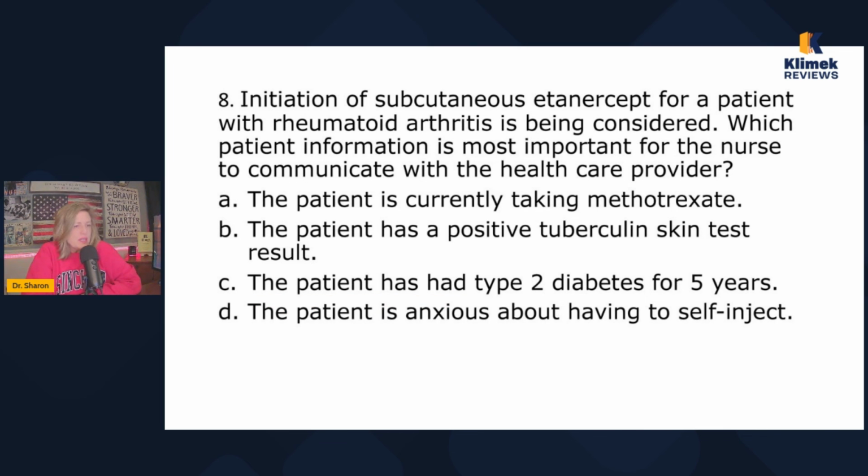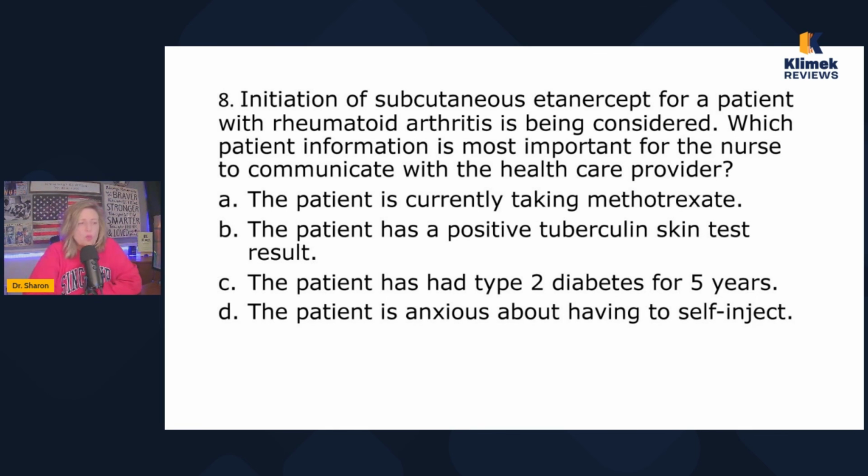Initiation of subcutaneous etanercept for a patient with rheumatoid arthritis is being considered. Which patient information is most important for the nurse to communicate with the healthcare provider? The patient is currently taking methotrexate. The patient has a positive tuberculin skin test. The patient has had type 2 diabetes for 5 years. The patient is anxious about having to self-inject.